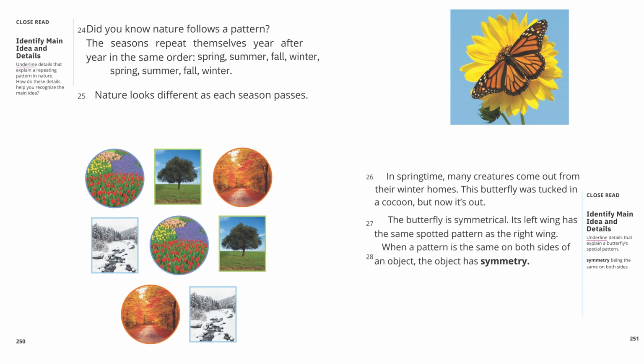In springtime, many creatures come out from their winter homes. This butterfly was tucked in a cocoon, but now it's out. The butterfly is symmetrical. Its left wing has the same spotted pattern as the right wing. When a pattern is the same on both sides of an object, the object has symmetry.